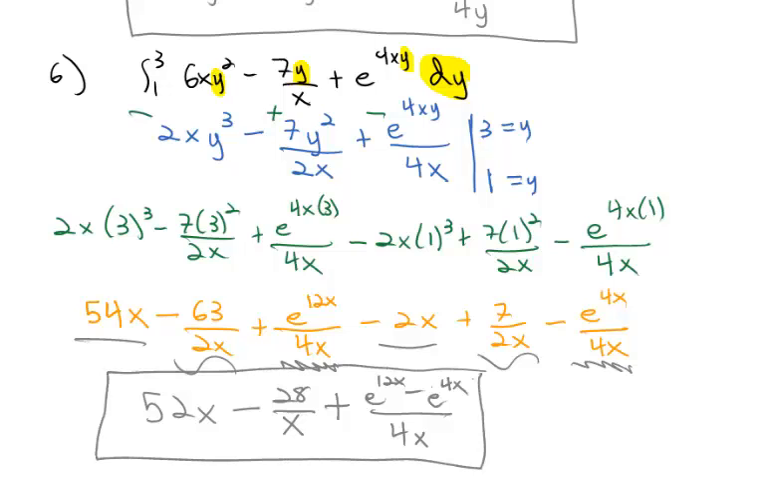Because we took the integral with respect to y, the y's are gone. We're just left with the x's. So just like partial derivatives, we take the integral, treating the other variable like a constant.